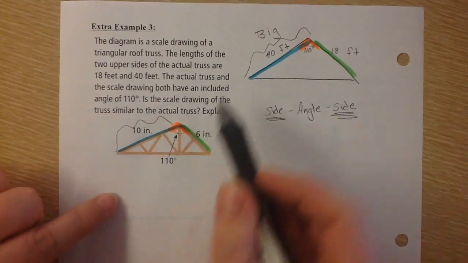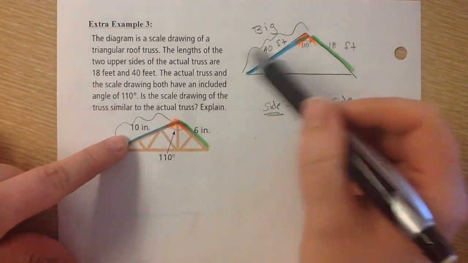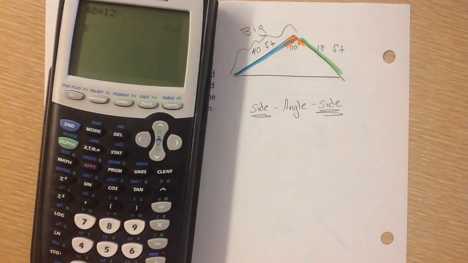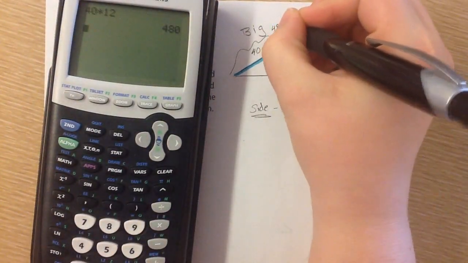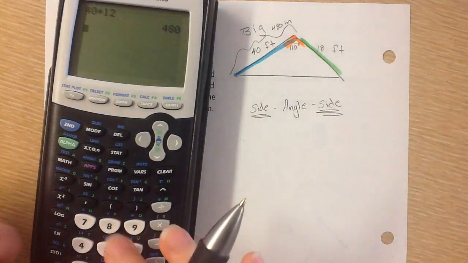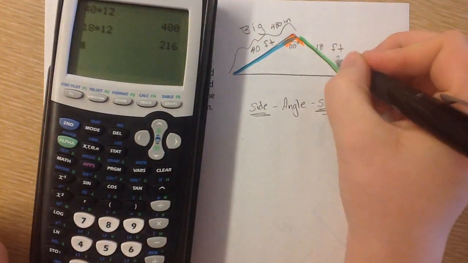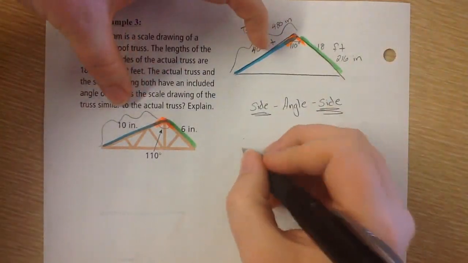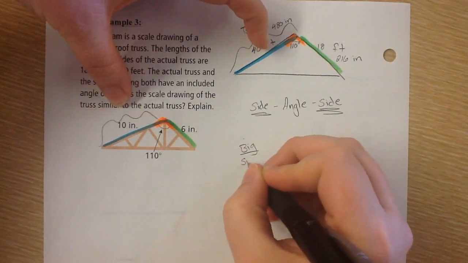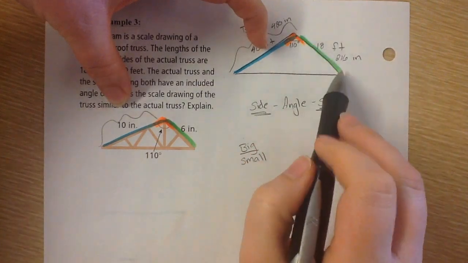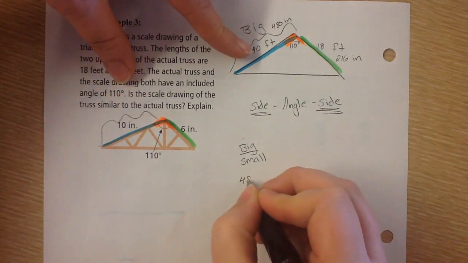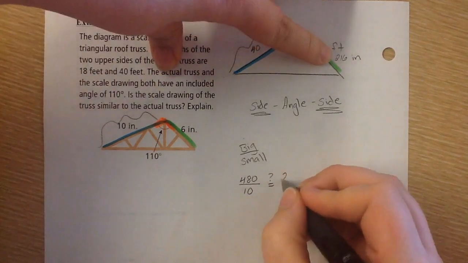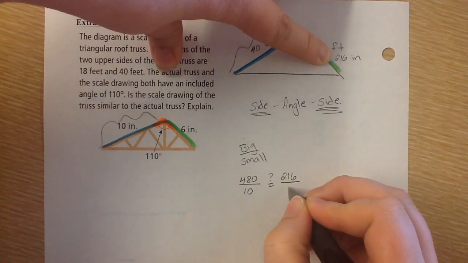First things first, if you notice here, this is in inches, this is in feet. So let's do some converting. Let's take that 40 feet times 12. This is 480 inches. And this is 18 times 12, so this would be 216 inches. So really we're checking to see, is the ratio of the blue, going big over small, equal to the ratio of the green? So 480 over 10. Does that in fact equal 216 over 6?